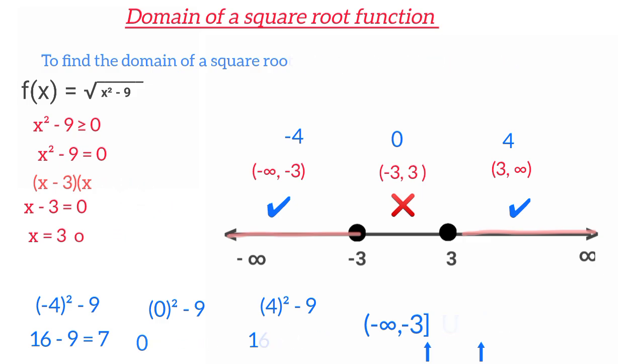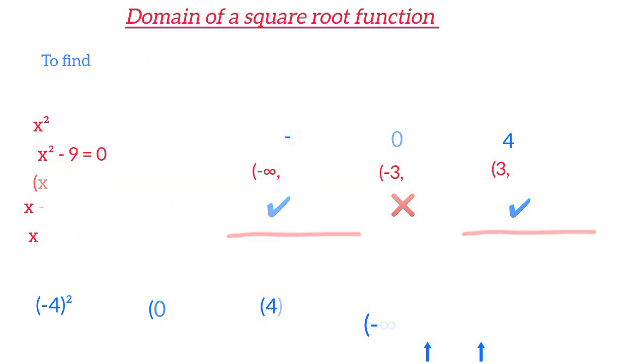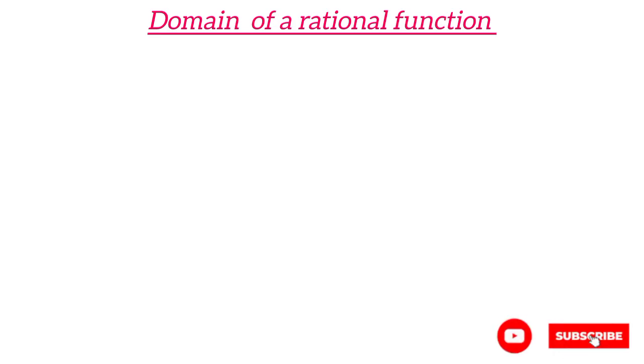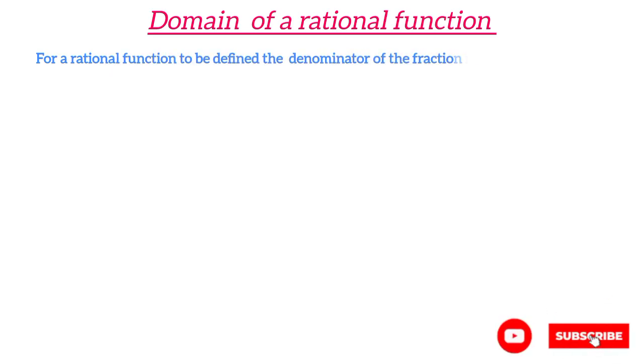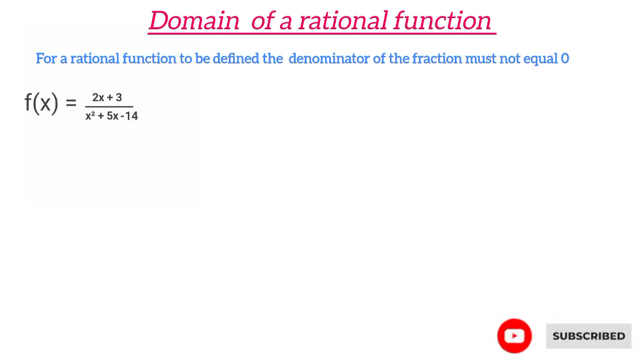Now, let's talk about the domain of a rational function. For a rational function, we have a fraction, and for such a function to be defined, the denominator of the fraction cannot be equal to 0. Now, let's take this example. We have that f of x is equal to 2x plus 3 over x squared plus 5x minus 4.